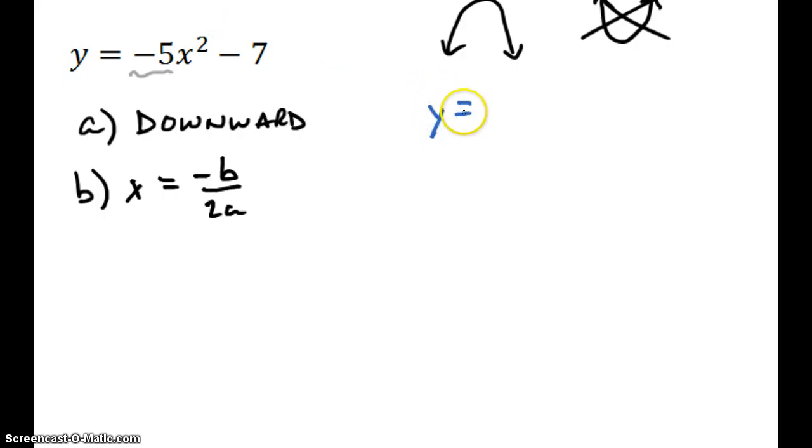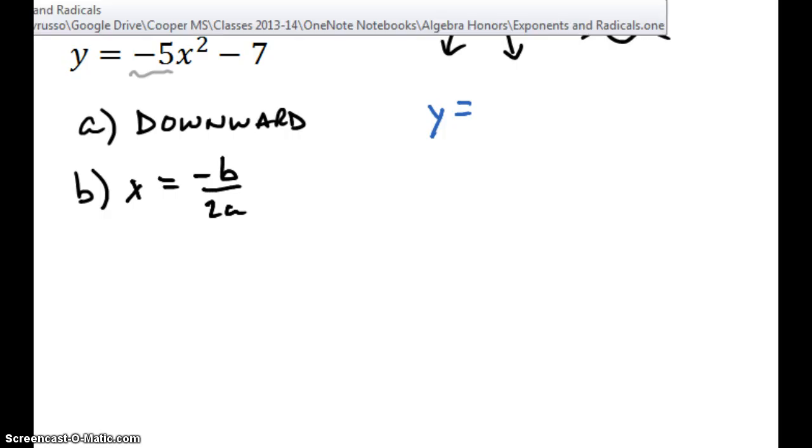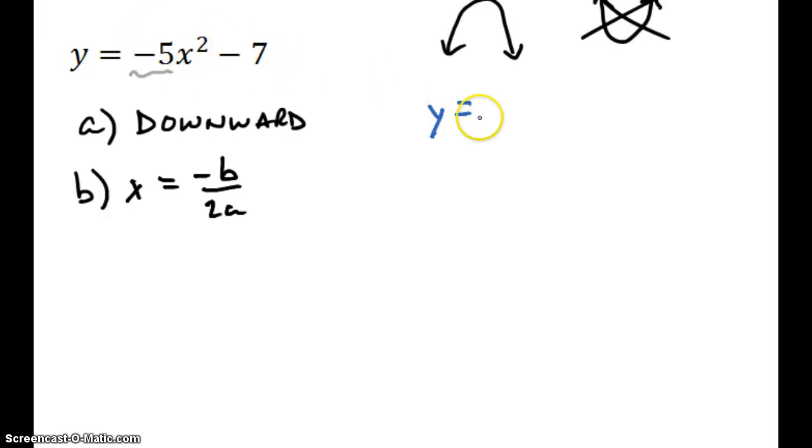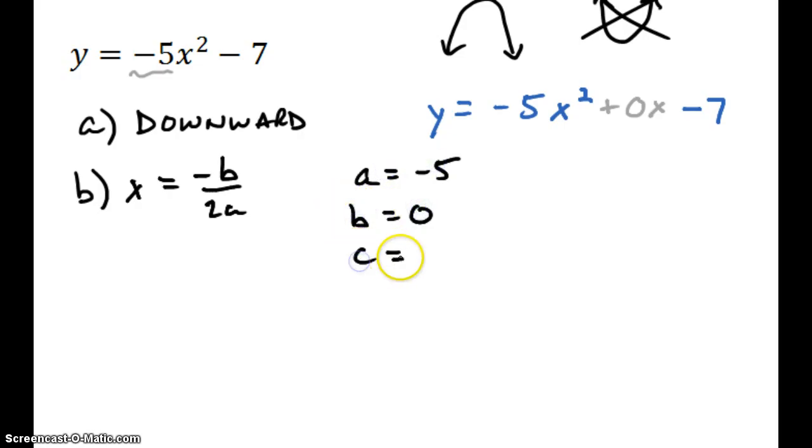It is in standard form right now, but I only have 2 letters. I need to know my a, my b, and my c. So if I only have 2 numbers, I need to write this in a form that's going to give me all 3 of them. I have an x squared term, and I have my constant term. Those go at the front and the end, but I don't have an x term. So I have 0 x's. If anything is ever missing, its coefficient must be 0. So my x's are missing, the coefficient on the x's must be 0, and that tells me what my b is. So a is negative 5, b is 0, and c is negative 7.